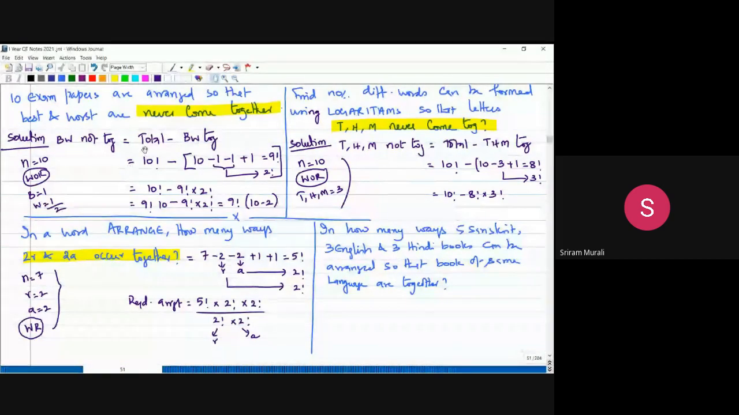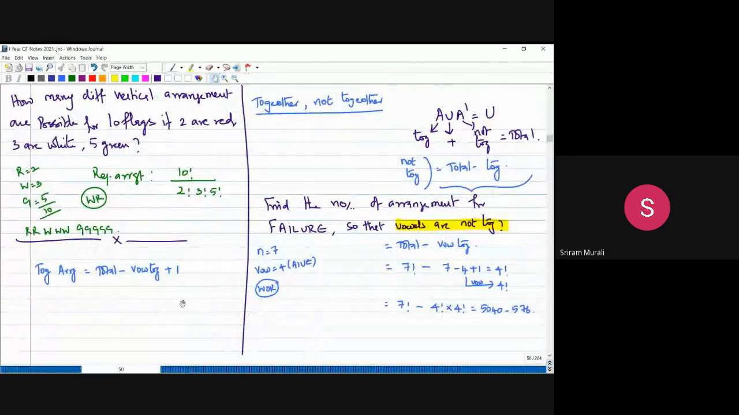Here, the count is very large. Should I write all the 10 papers? I can't write. That is why the shortcut helps. So 10 factorial minus, take a total of 10. Subtract, this is for best, this is for worst. Take them as one unit. The resulting answer will be 9. So that 9 can be arranged in 9 factorial, like what I wrote here.